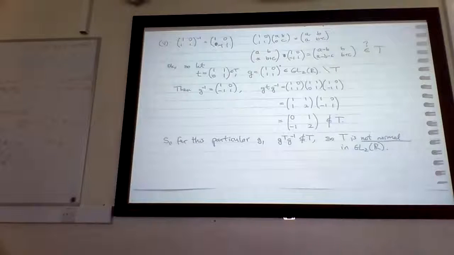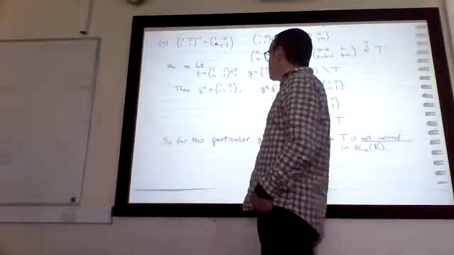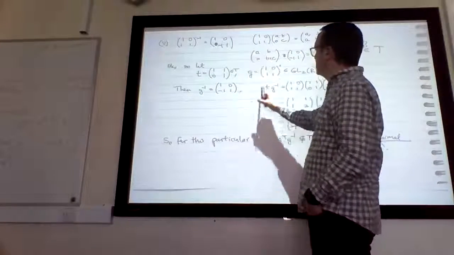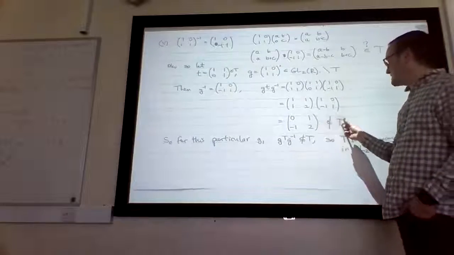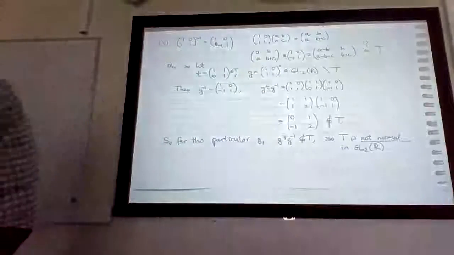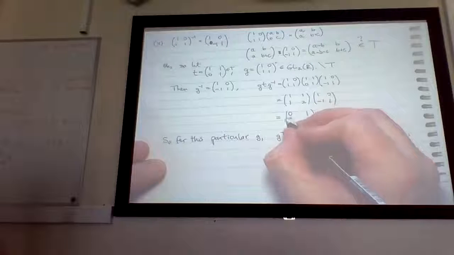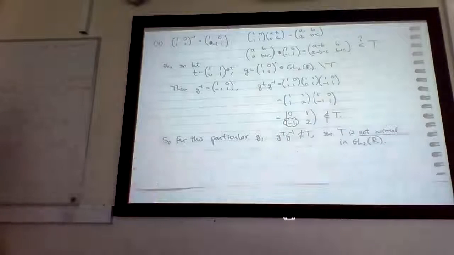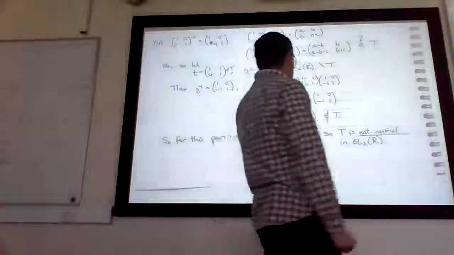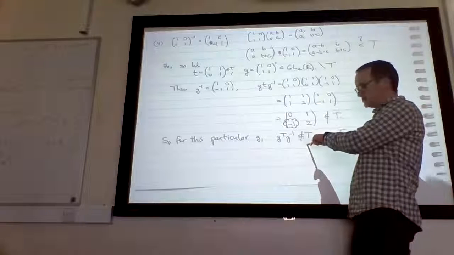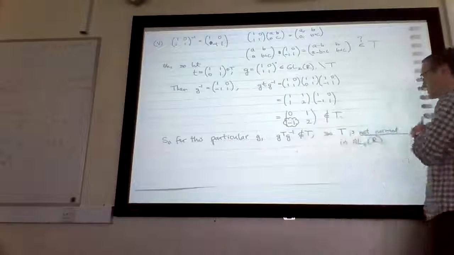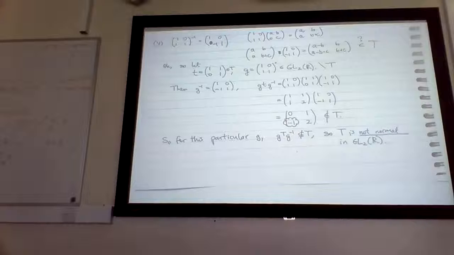So he lays that all out then. This is his concrete choice of little t. This is our little g. Conjugate t by g, you get this. This is not in T because of this entry here. So because of this example, we know that this subset inclusion is broken. Therefore T is not normal in GL2R.